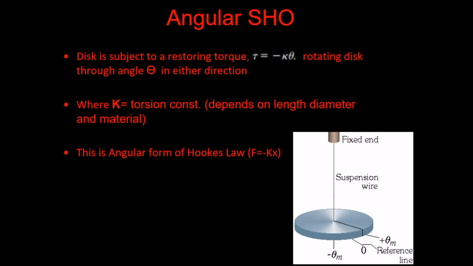If you take a look at the form of this particular formula, tau here, torque, the twisting force, is equal to negative kappa theta. This is very similar to Hooke's law for a linear spring of F equals negative kx, where k here was the spring constant and x was an extension of the spring. Here, torque is negative kappa times theta, how far away from equilibrium this particular line has been twisted.